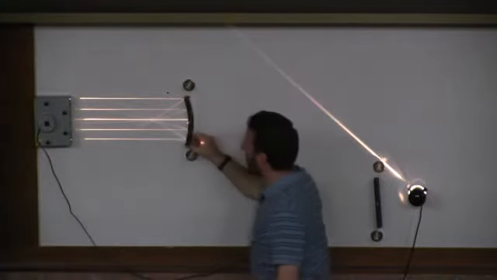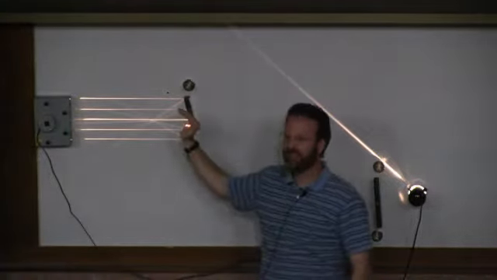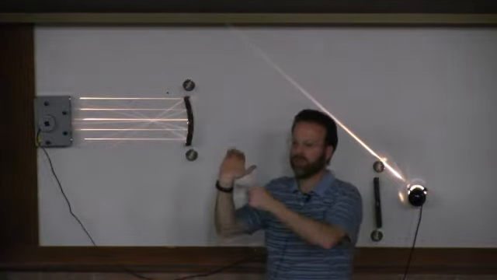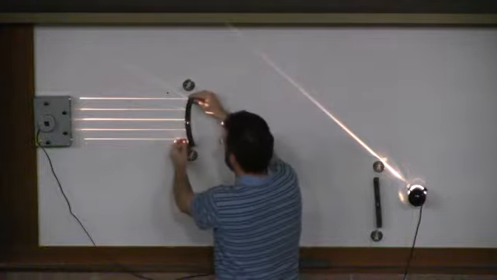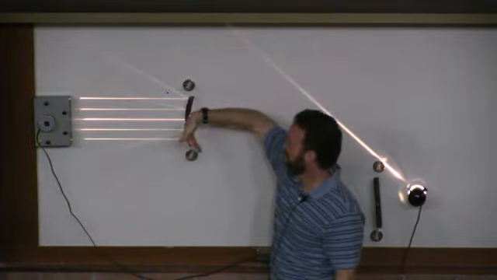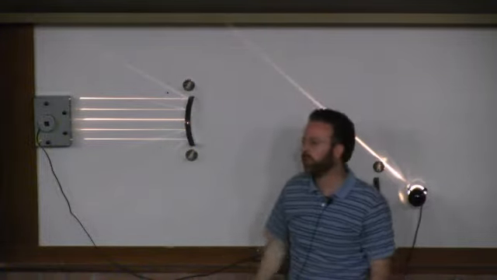So this type of mirror is called concave, because I remember it because it's like you're going into a cave. And this kind is convex. It's curved the other way. I don't know why.